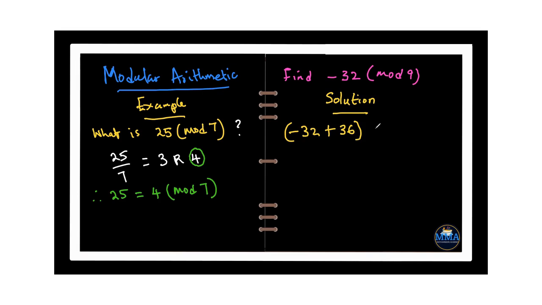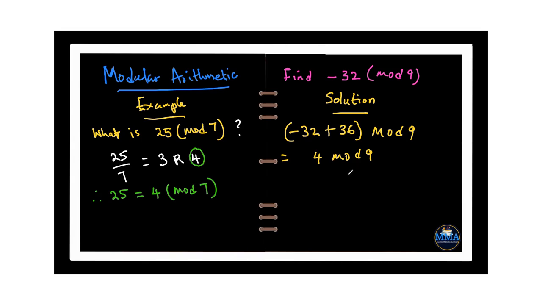So now I put mod 9 here. Coming down here, let me add these two together. That gives me 4. And inasmuch as 4 is positive and is smaller than 9, we don't need to proceed further. So our answer is 4 mod 9.